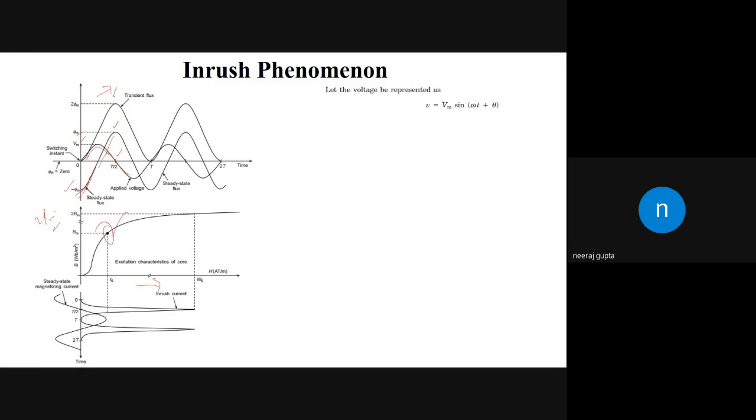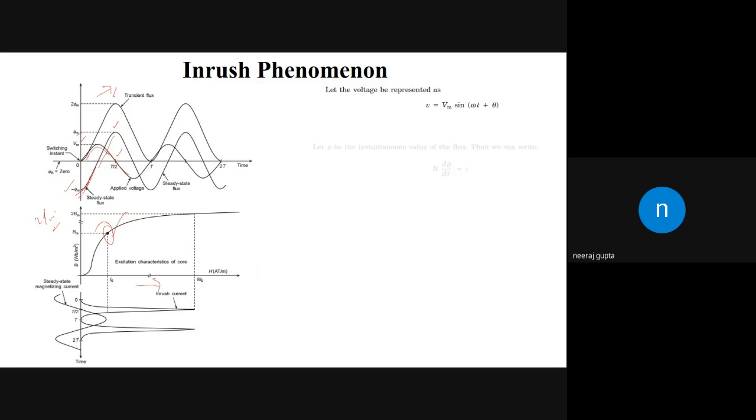This phenomenon of the transformer is known as inrush. We cannot say that this inrush is actually a fault in the system. It occurs while starting the transformer, so we can say that it is an abnormal operating condition, but we cannot say that it's a fault in the system.